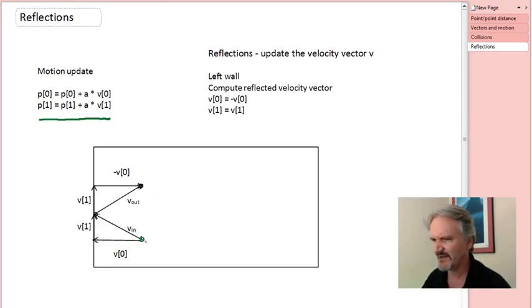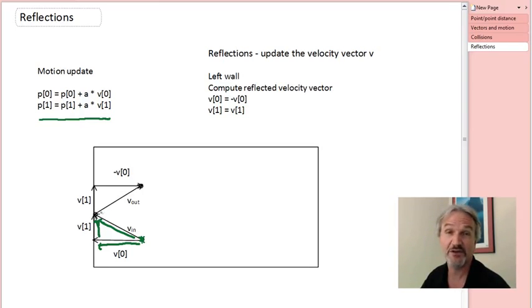So here's a little diagram to help understand what's going on. Here's the current center of our ball, and it has a current velocity. We'll call it the incoming velocity. And that vector has two components. It has a horizontal component here, and it has a vertical component here. So what we'd like to do now is compute the correct velocity vector after its bounce.